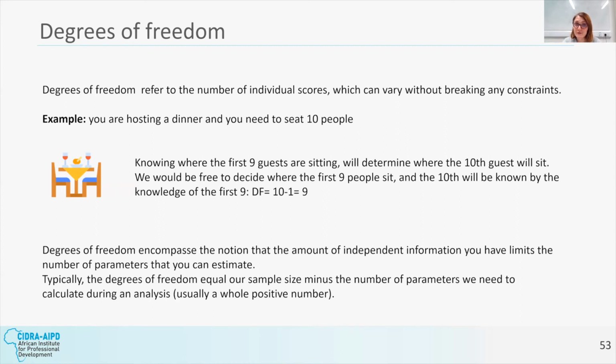So basically, the degrees of freedom give us an idea of the amount of independent pieces of information which went into calculating the statistic. The degrees of freedom typically equal the size of our sample minus the number of parameters we need to calculate during the analysis. And usually it's a whole positive number.